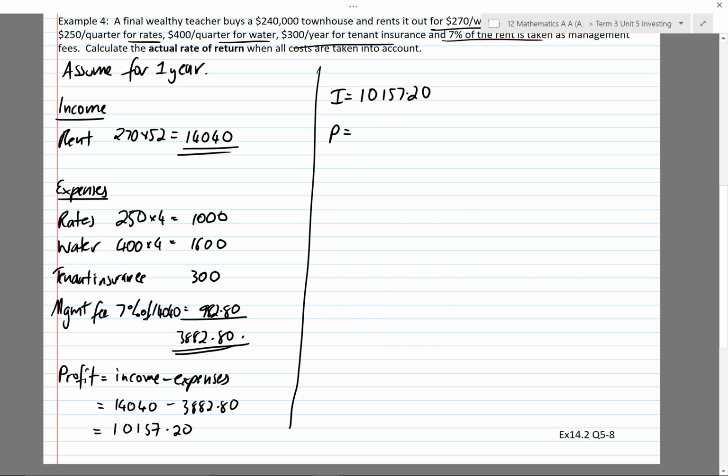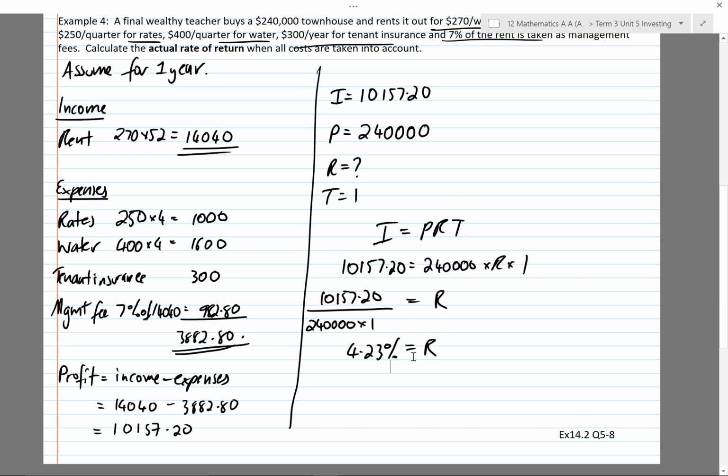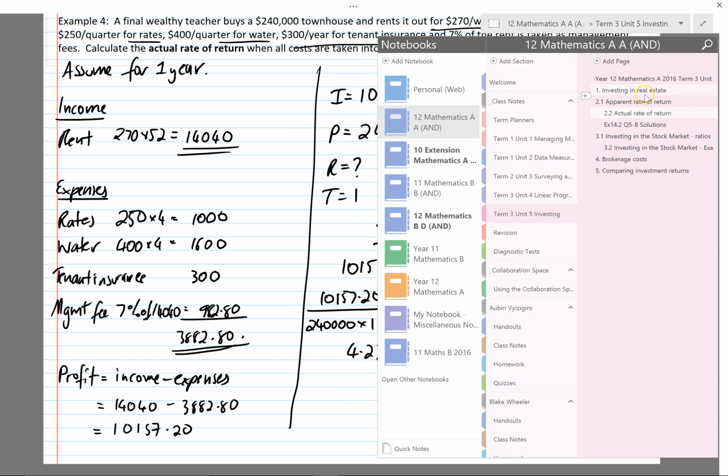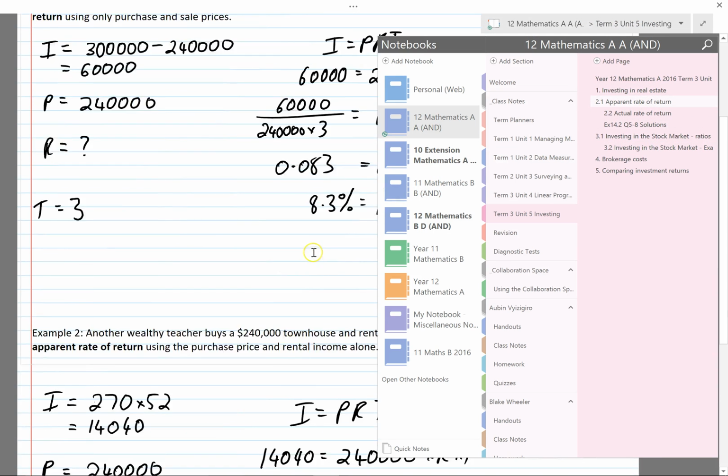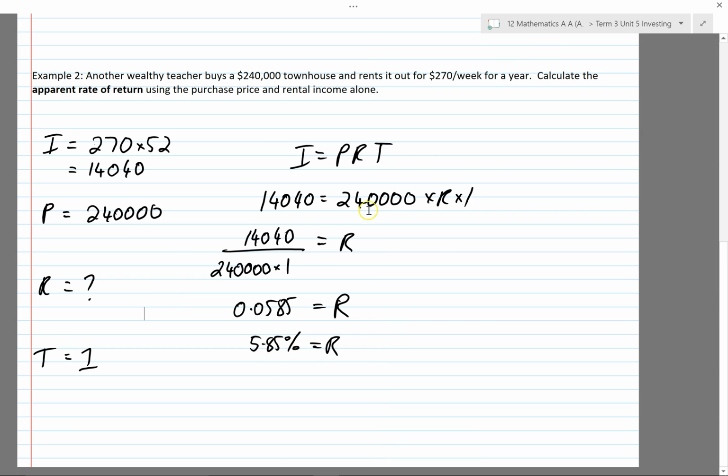I'll let you do the rest. So I end up with an interest rate of 4.23%, which is again a lot lower than the apparent rate of return that we calculated in the same scenario of 5.85%.